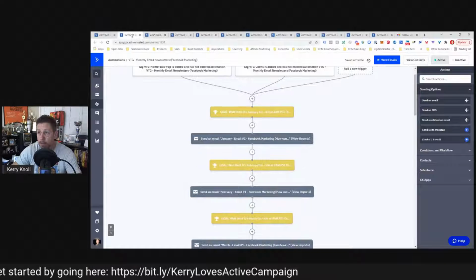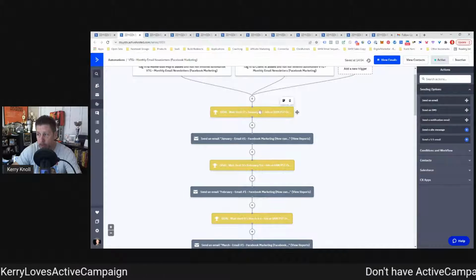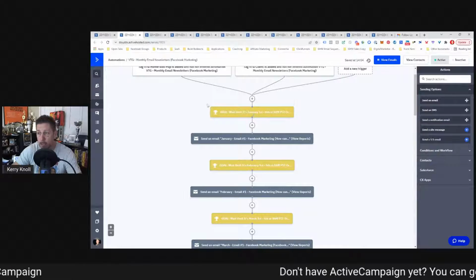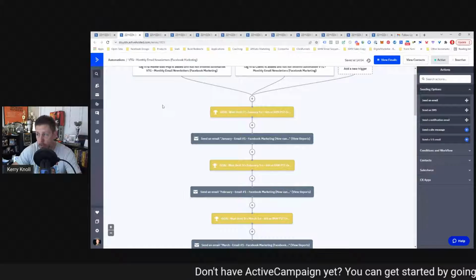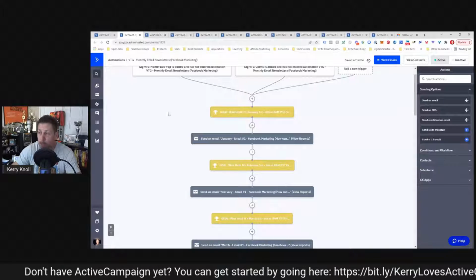So if they're in the first one, for Facebook marketing, they're going to get that email newsletter sometime between the 1st and the 6th, depending on the date they actually enter the automation. They could come in on the 1st, they could come in on the 6th, they could come in on the 3rd. They would get it on the 3rd.